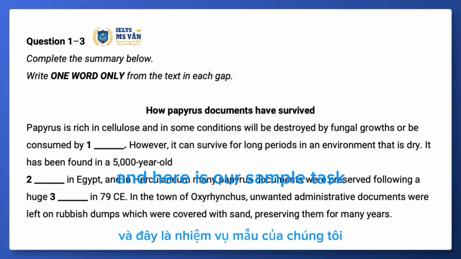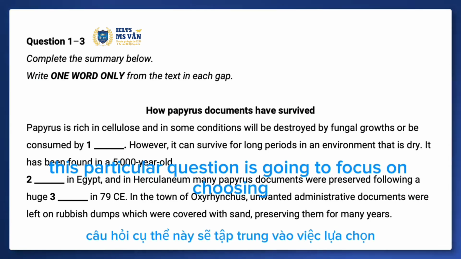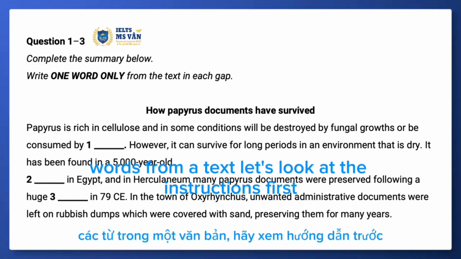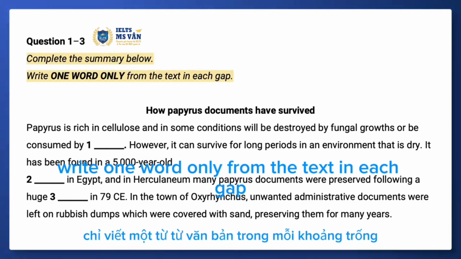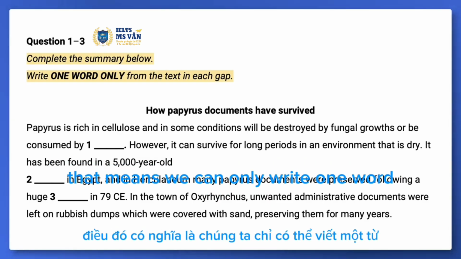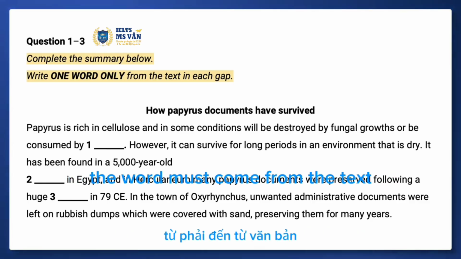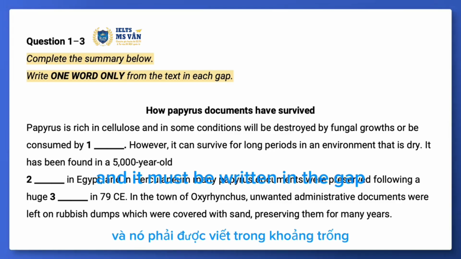Back to class, and here is our sample task. This particular question is going to focus on choosing words from a text. Let's look at the instructions first. The instructions say, complete the summary below. Write 1 word only from the text in each gap. That means we can only write 1 word. The word must come from the text, and it must be written in the gap.